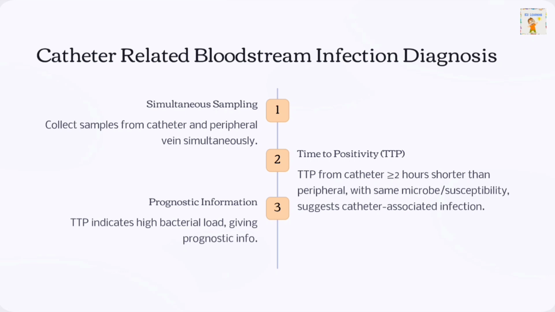If we are suspecting catheter related bloodstream infection, then we have to do simultaneous sampling from the catheter as well as a peripheral vein. The time to positivity of the catheter sample should be at least 2 hours shorter than the peripheral sample. This is all automated in current practice. And the cultured microbe and its antimicrobial susceptibility should be the same. Then we can say that this is a catheter associated infection. A shorter time to positivity also indicates a higher load of bacteria, and it gives prognostic information as well.